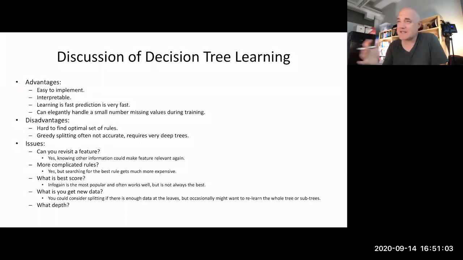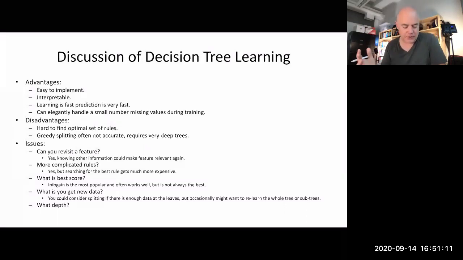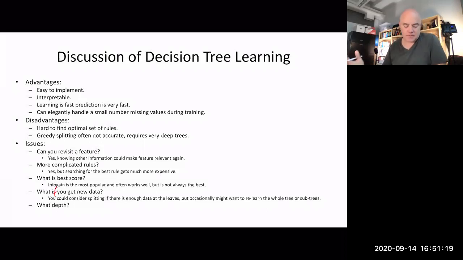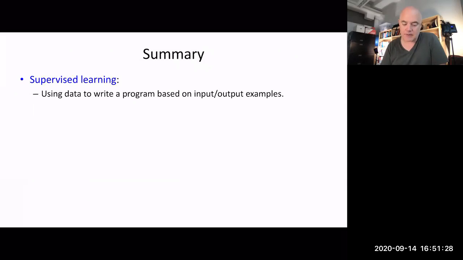All right, what's the best score to maximize in the decision stump learning algorithm? Who knows? There is no best. We'll talk about that later. But info gain is very popular and works very well, right? What if you get new data? You can consider splitting if there's enough data at the leaves, but occasionally you've got to relearn the whole tree or subtrees. And what depth? That is very application dependent.